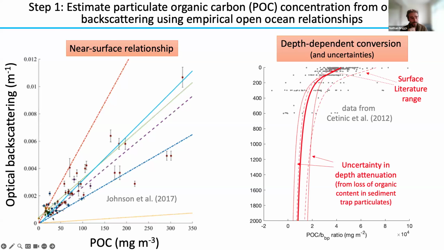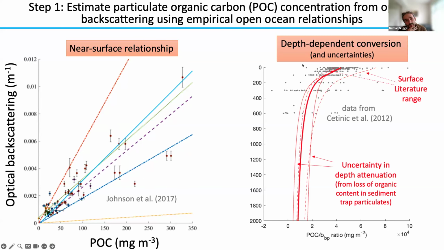On the left, we see an example. The data points are one study, Johnson et al. 2017, which is Southern Ocean, and it's looking at near surface relationships between POC and optical backscattering. And then the different colored lines are different studies that have found different relationships in different regions. So that's the near surface relationship. And so we use a single near surface relationship as our first guess, and then we take a range from the literature as our uncertainty.